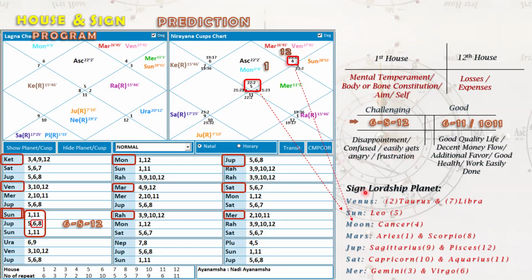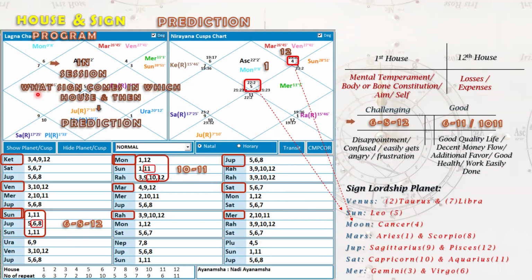When it comes to the 12th house, which is saying the Moon because it's the Cancer sign, telling 10, 11, it means that in losses and expenses, he easily gets additional favor after investment also. So there would be some good advantage in this chart. In this session, you will better understand which sign comes in which houses as per your chart, and then the prediction is made. So you get an idea of the house strength and quality, and again the sign quality, I mean the sign strength, with this concept.